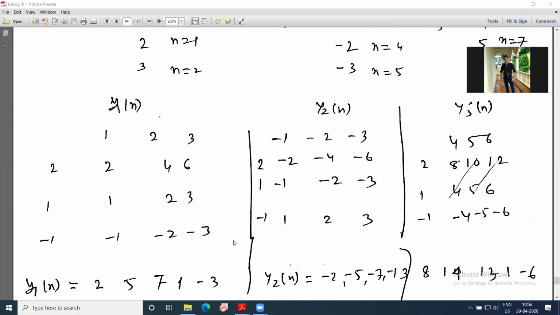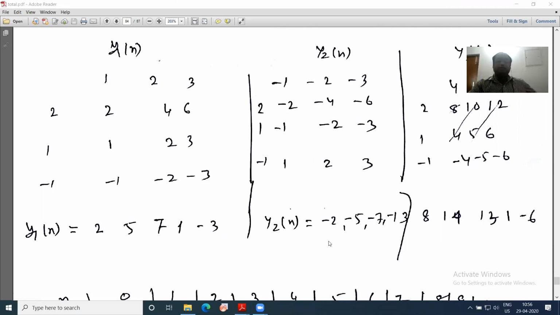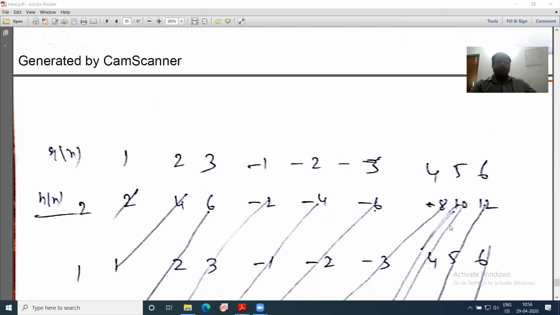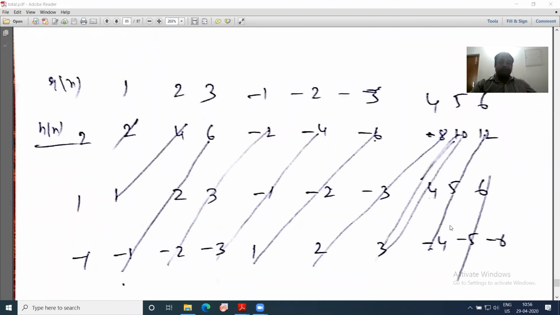Now, what you have got is y1 of n, y2 of n, and this is your y3 of n. Then if you add, this will be your answer. Now, if you perform the linear convolution directly, then what do you have to do? Suppose x of n is 1, 2, 3, minus 1, minus 2, minus 3, 4, 5, 6. This is h of n. Now we multiply with 2, 2, 4, 6, minus 2, minus 4, minus 6, 8, 10, 12. Then 1, 2, 3, minus 1, minus 2, minus 3, 4, 5, 6. Minus 1 equal to 1, 2, 3, minus 1, minus 2, minus 3, then 1, 2, 3, then minus 1, minus 5, minus 6.